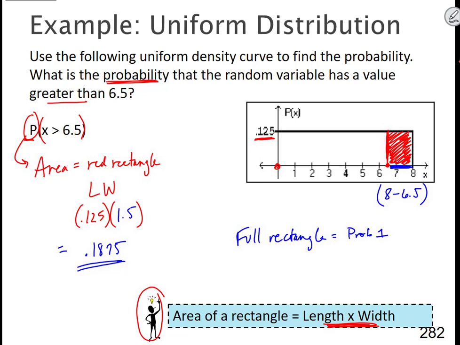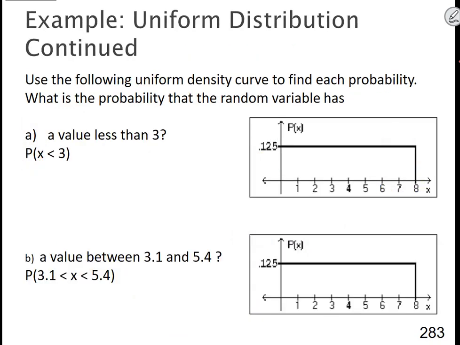If we go on to the next question, or two questions, we have the same picture, but two different questions. Use the following uniform density curve to find each probability. What is the probability that the random variable has a value less than 3? So we've written probability, parentheses, x less than 3. If you want to stop for a second and shade it and try to find it on your own, you can. Hopefully what you've noticed is that you're going to put a dot on the 3, go up to the top of your rectangle, and because it's less than, we're shading to the left.